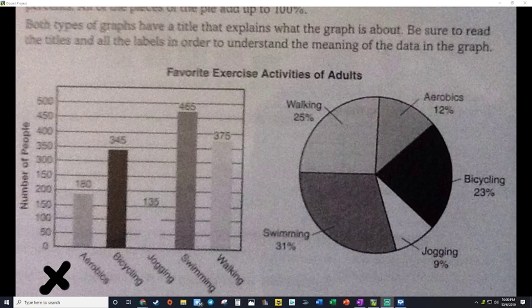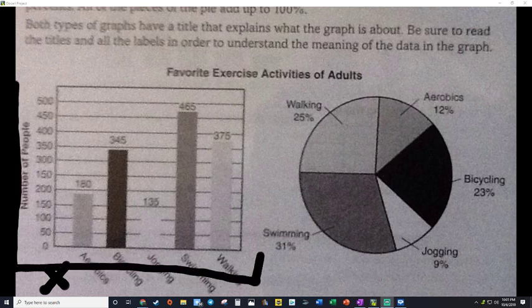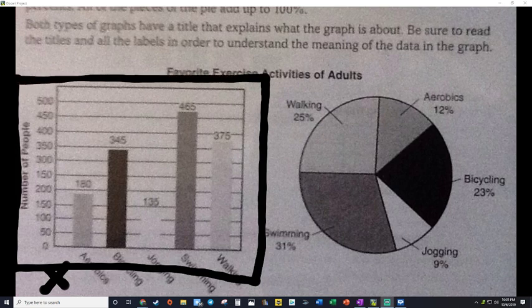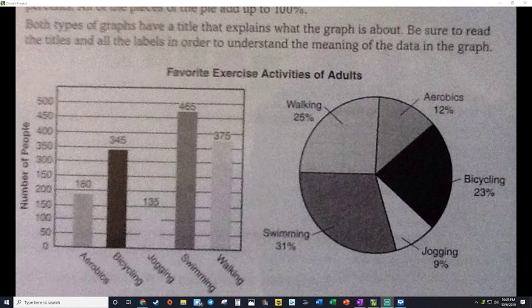So the example question is, how many more people surveyed preferred walking or jogging to swimming? First thing we have to do is choose the graph we're going to use. Since we are talking about the number of people, we're going to take a look at the bar graph because it gives us the number. It gives us exactly what we need to answer, not a percentage. So we're going to choose the bar graph because it shows the actual number of people.